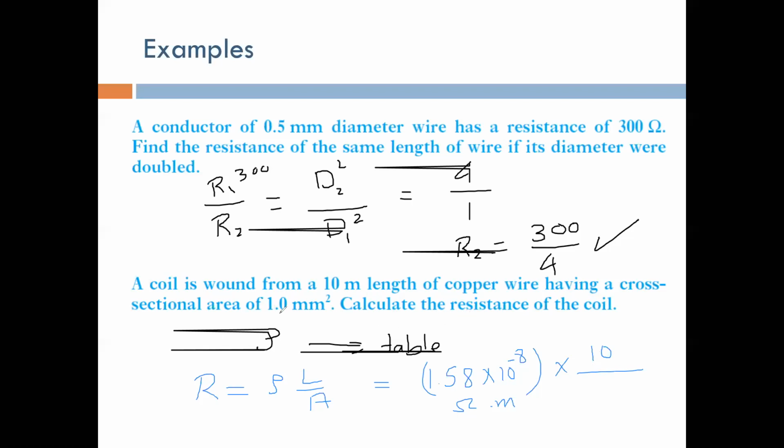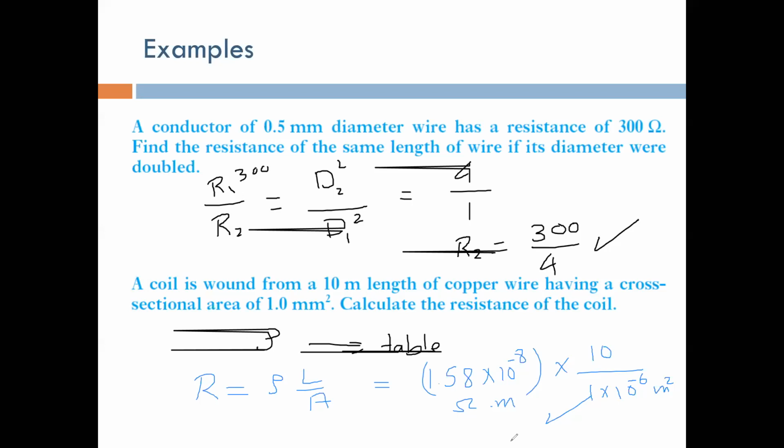And the cross-section area is 1.0 millimeter squared. So we have to convert that to meter square, right? So we have to multiply by what? Minus 6. Right. So just compute that and that's it. Is that clear? Yes. You probably saw that equation before somewhere, right? The equation for the resistance. It's very straightforward.